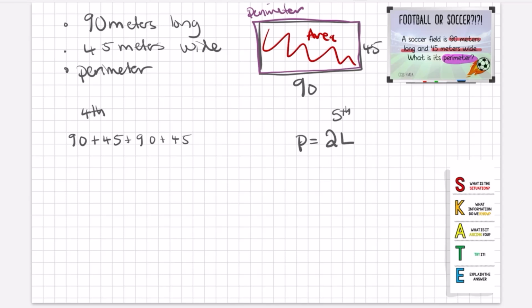A 5th grader should know the equation perimeter equals 2 times the length plus 2 times the width, because there's 2 90s and then there's 2 45s. Both strategies are looking for the same answer. One is just using a formula to do that.